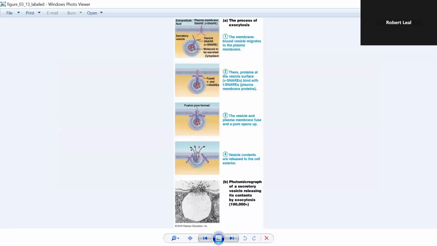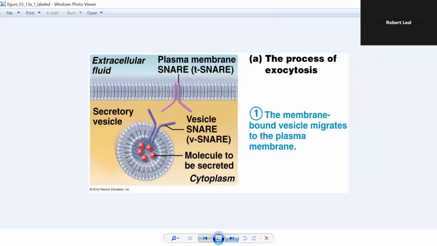All right, let's look at this scenario here. Let me just get to the picture. So let's say the cell made something, right? The instructions to make proteins are in the cell's nucleus, the DNA. So you made something, and now the protein, in this case, is going to be excreted out of the cell.